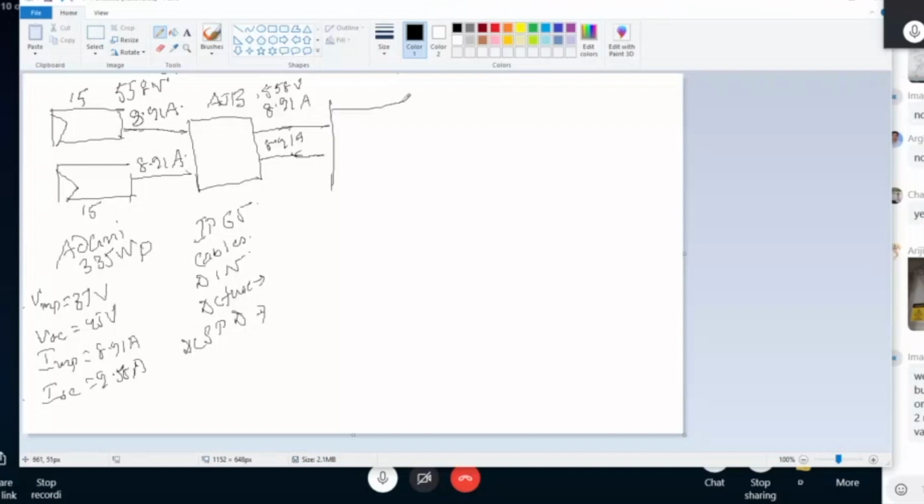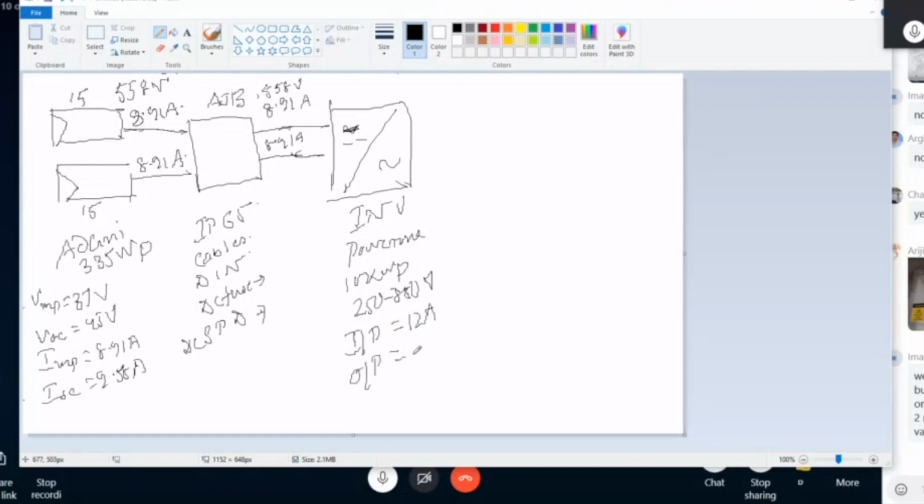Next, we are coming to the inverter. So this is our inverter. We have already chosen our inverter. It's a Power One inverter, 10 kilowatt peak, with a voltage range of 250 to 850. Input current should be 12 amps and output current can be 17 amps. This is my input voltage, and output voltage would be 400 volt. Clear?